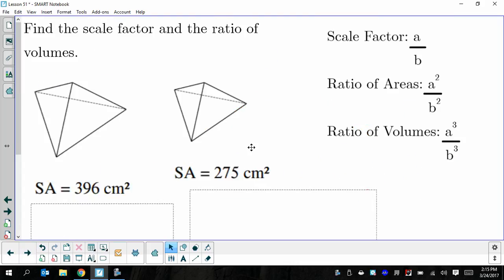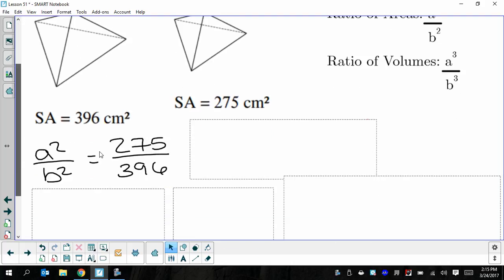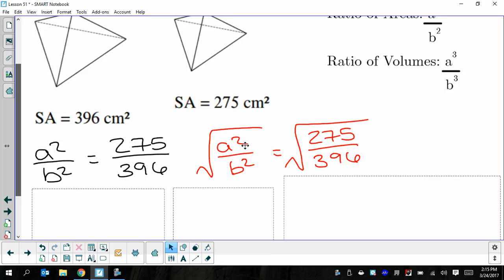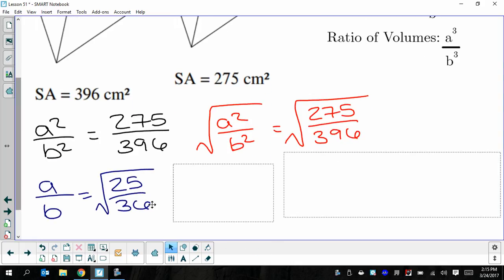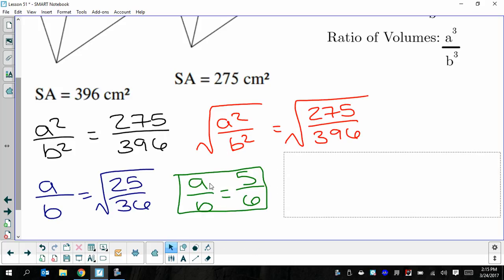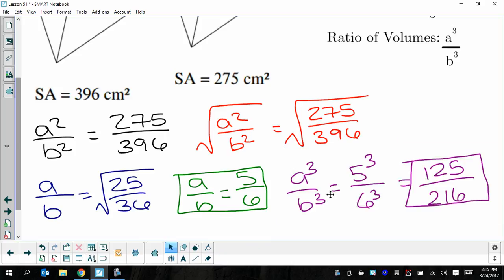So I want you to pause here, and I want you to find the scale factor of these two similar figures, and also the ratio of volumes. So I'm going to write the A squared over B squared, square root both sides. I get A over B to be root 25 over 36. The square root of 25 is 5, and the square root of 36 is 6. That's my scale factor, 5 over 6. To get the ratio of volumes, I cube both of those, and I get 125 over 216.